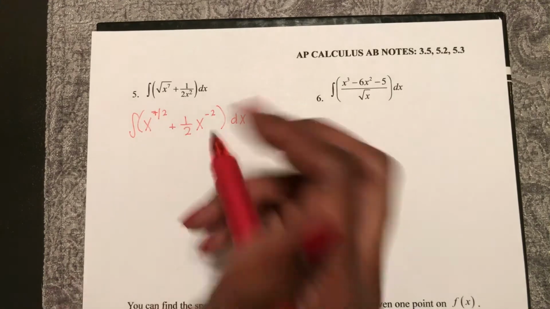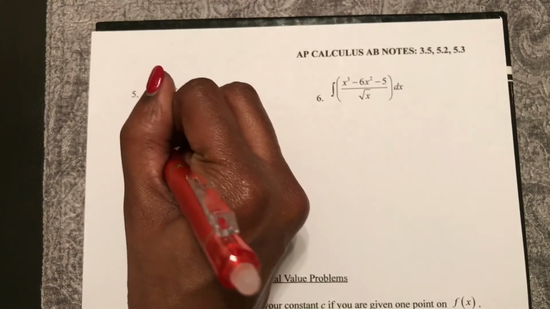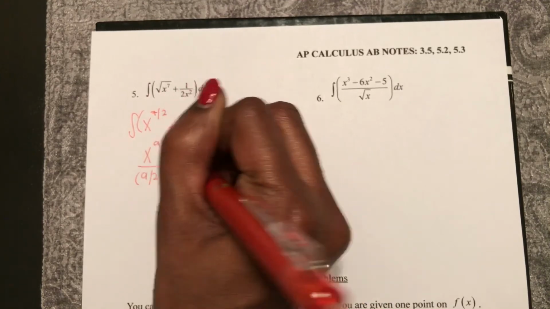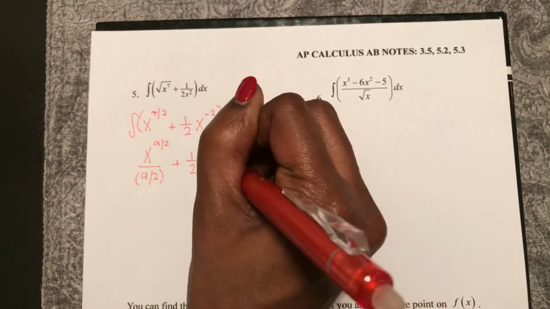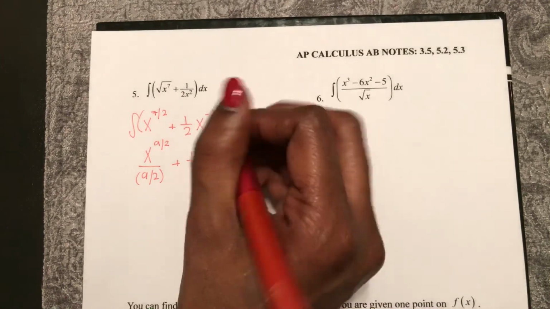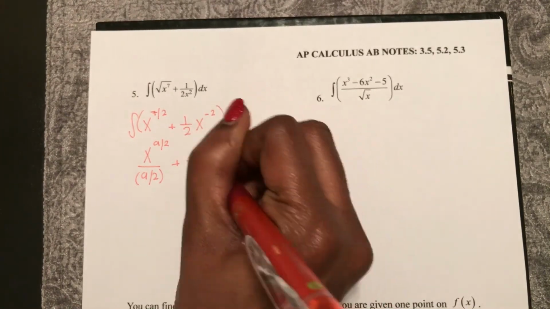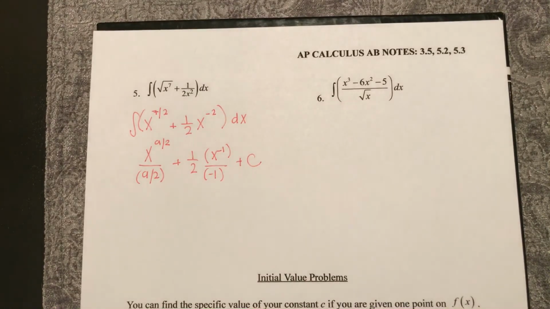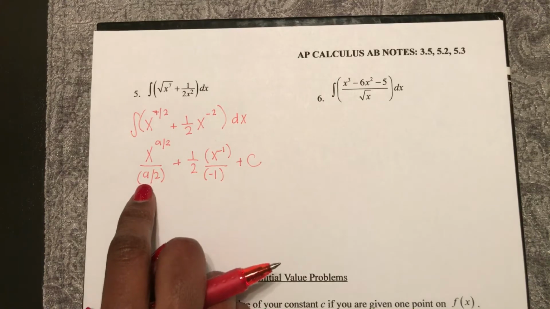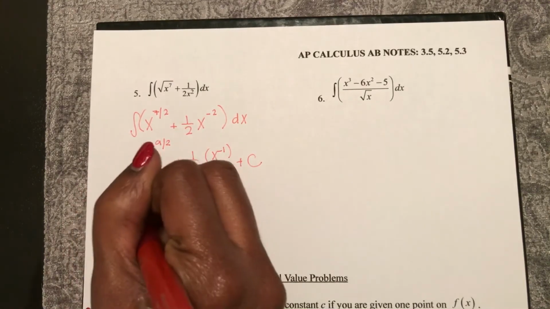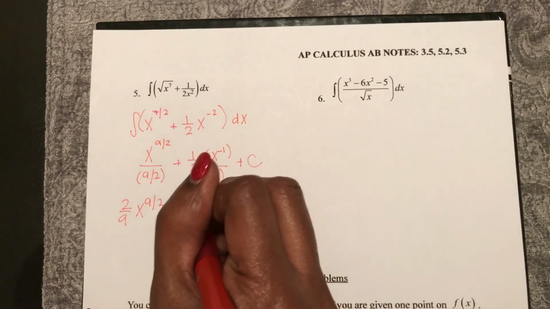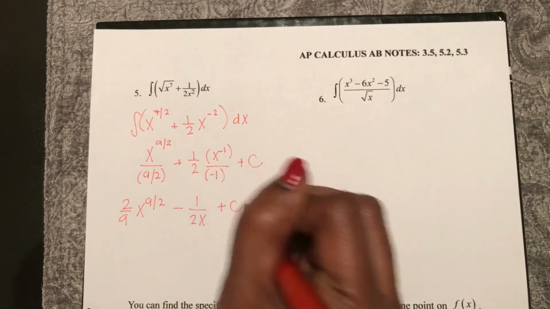So 7 over 2 plus 2 over 2 is x to the 9 over 2 divided by 9 over 2, plus 1/2 times negative 2 plus 1 is x to the negative 1 divided by negative 1, plus c. So now I need to simplify these answers. So if I divide by a fraction, that becomes 2/9 x to the 9 over 2 minus 1 over 2x plus c.